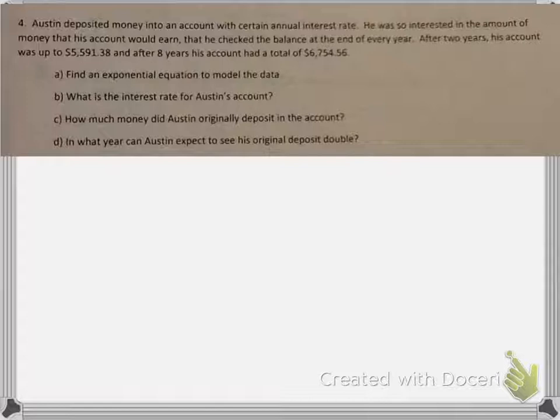Find an exponential equation to model the data, find out what the interest rate is, find out how much he originally deposited, and then when can we expect to see the amount double. So, exponential equation tells you right off the bat that we're going to probably need point ratio form since they didn't give us any starting amount or an interest rate or anything like that. They just gave us 2 benchmarks throughout the years of Austin's account. So, after 2 years, we had the $5,591, and after 8 years, $6,754. So let's go ahead and use those 2 points to start out.